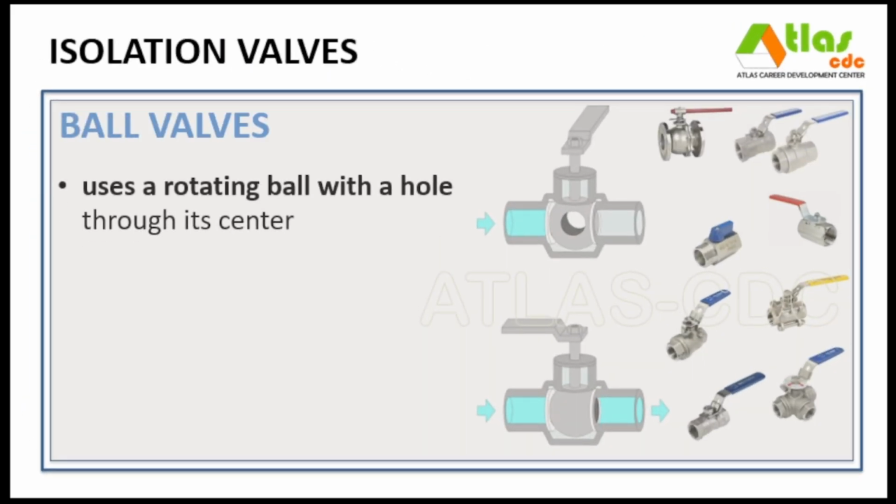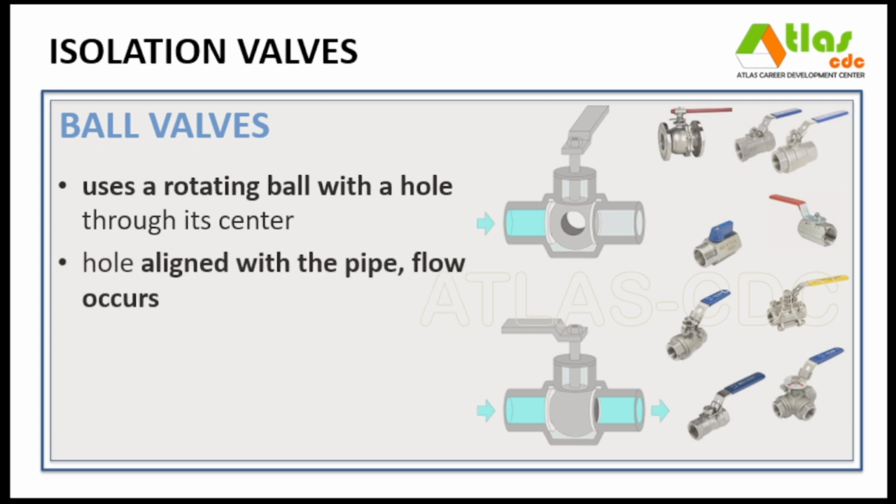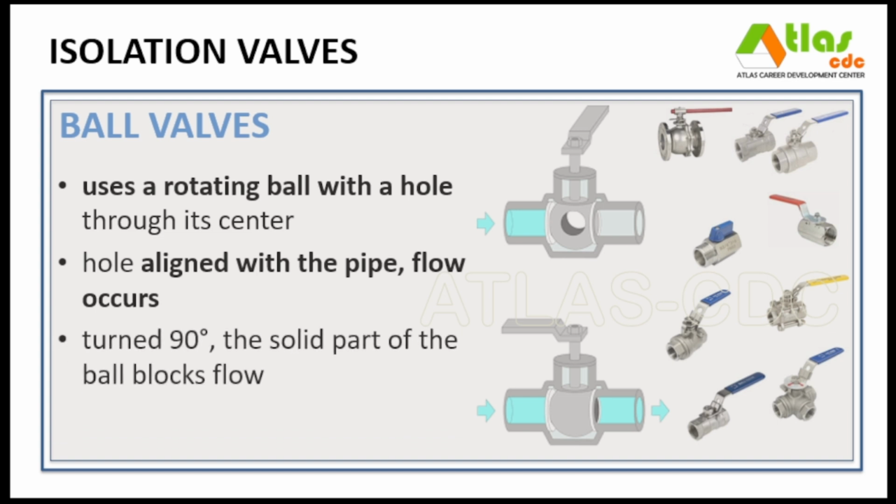Another type of isolation valve is a ball valve. A ball valve rotates to open or close quickly. It uses a rotating ball with a hole or bore through its center. When aligned with the pipe, flow occurs. When turned 90 degrees, the solid part of the ball blocks flow.